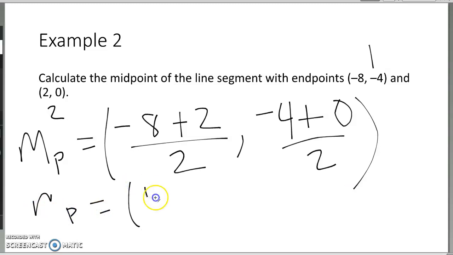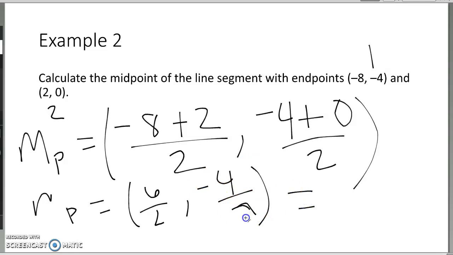-8 plus 2 gives me -6 divided by 2. And -4 plus 0 is just plain old -4 divided by 2 still. And so I simplify that because I have to always put it in simplified form. It gives me -3, -2. So the halfway point would be at -3, -2.